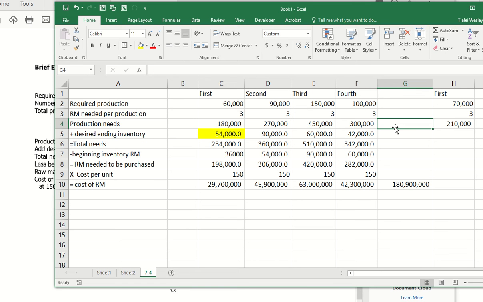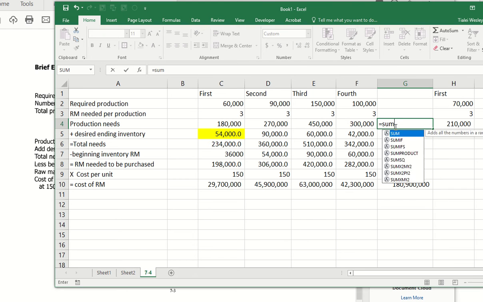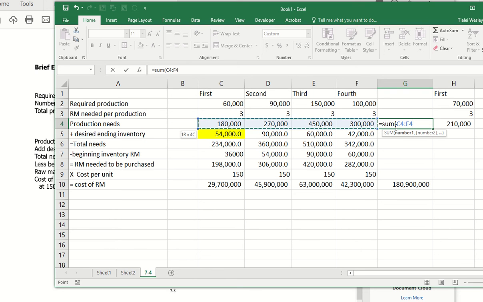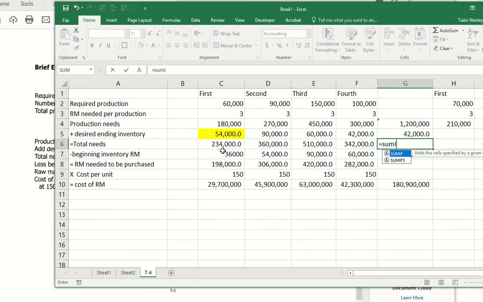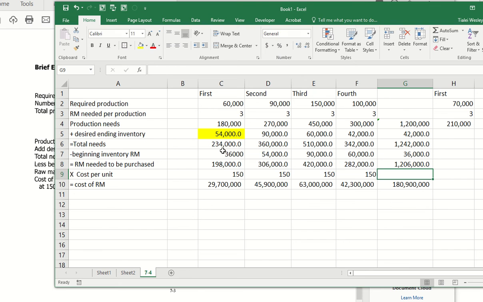And so we can sum these up. Again, we're going to use that 42,000, and our 36,000 we'll use from the beginning of the year. Sum of these two, and then minus. Yep, and so it looks like we're okay for our total.